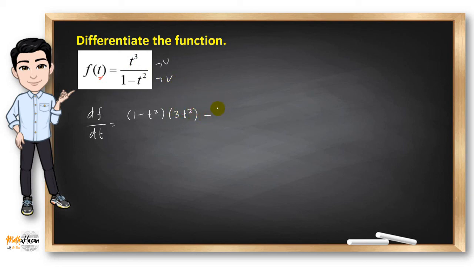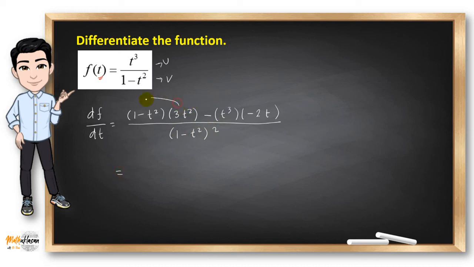Minus, copy mo yung numerator this time. And then, get the derivative of the denominator, which is what? 1 minus t squared is negative 2t. Di ba? Then, all over, wag kakalimutan, 1 minus t squared squared.